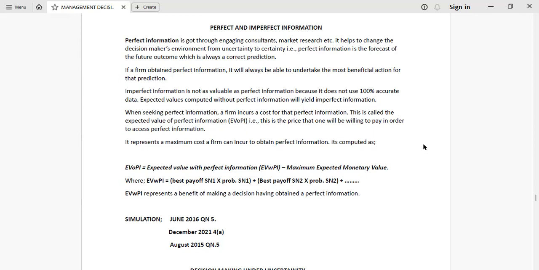So that's the perfect information. And on the side of you seeking to go in for classes to be able to get that information that is going to help you pass the paper, the information you are looking for is what we call the perfect information.